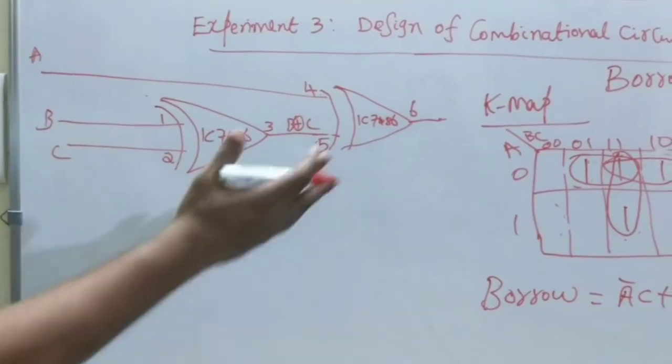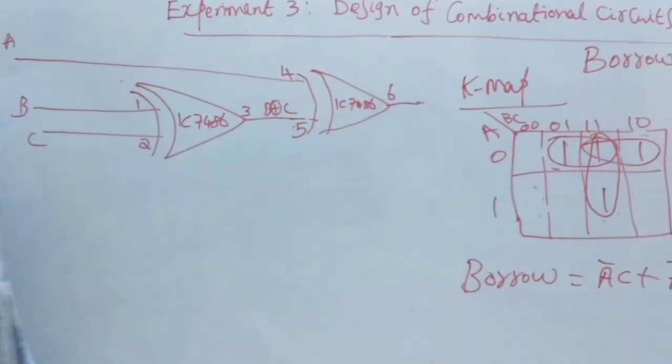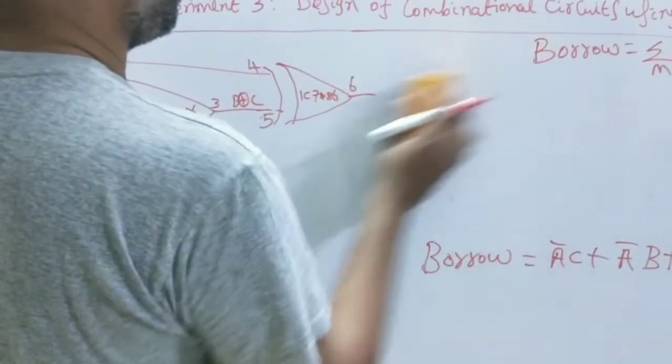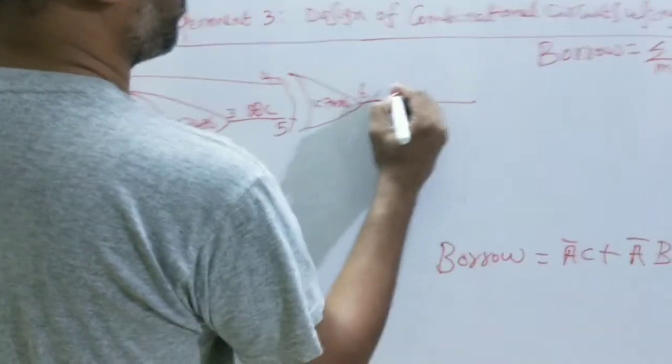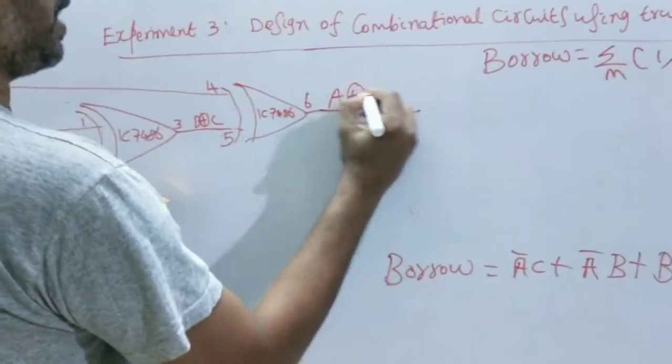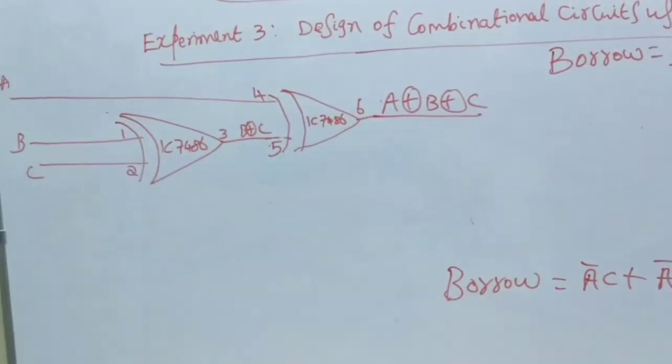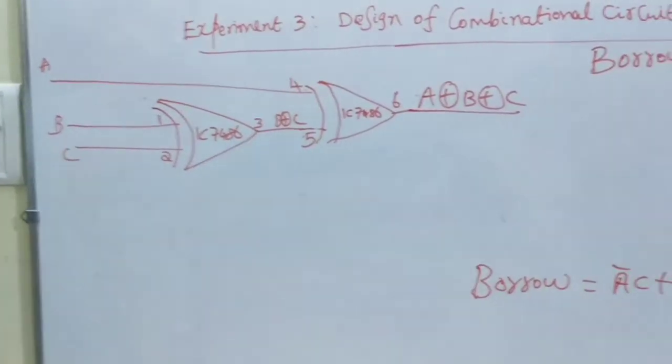Okay. So here we have found that what? We have formed the difference expression, that is A XOR B XOR C, right? We have formed that. That is connected to 1 LED. Now we need to form this borrow expression.